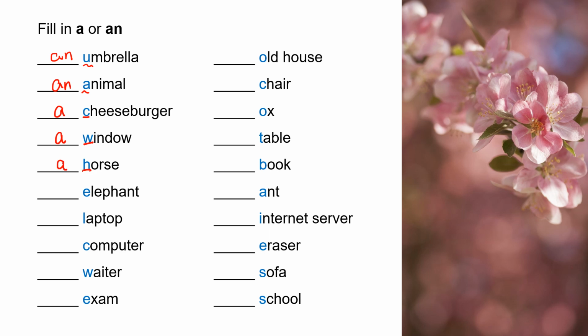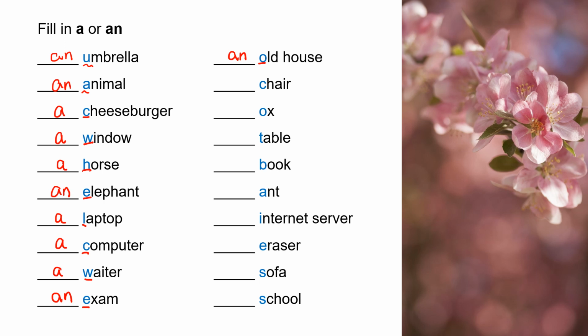And next one, elephant. E is a vowel with a vowel sound, an elephant. Laptop. L is a consonant, a laptop. Computer. C is a consonant, a computer. Waiter. W is a consonant, a waiter. And next one, exam. And E is a vowel with the vowel sound, so an exam. Old house. O is a vowel with the vowel sound, it's an old house.